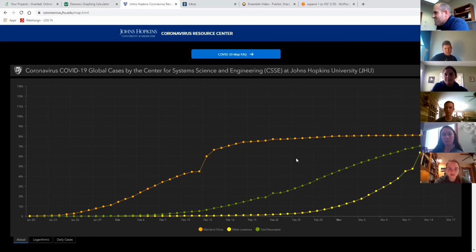Yeah. What do they mean by the yellow, the other locations? Like who's described in that? That's the entire world. Oh, okay. So the graph is starting to look a lot like this one. It looks like we're kind of right here or something. Does that make sense? Okay.